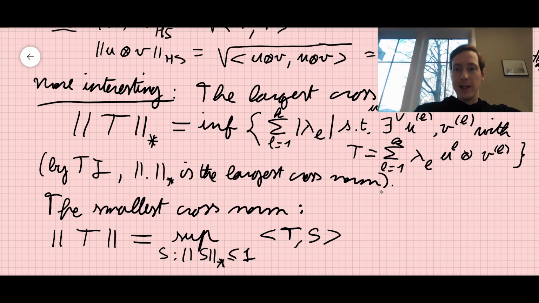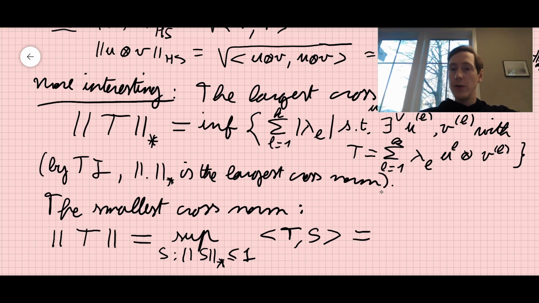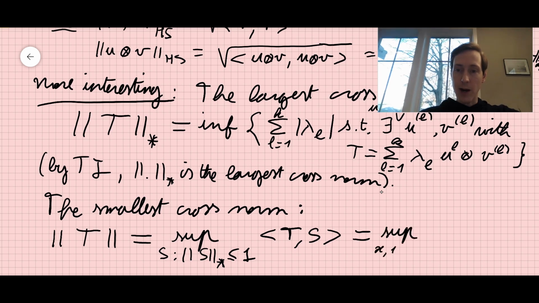But now let's try to see a little bit more what it looks like. It's a supremum over all S. Then it's very easy to see, again by a very simple triangle inequality type argument, that the best I can do is simply to make S a tensor product, or a rank 1 tensor. So in fact this is equal to the supremum over X and Y of unit norm in the proper Hilbert space of T applied to X times Y.